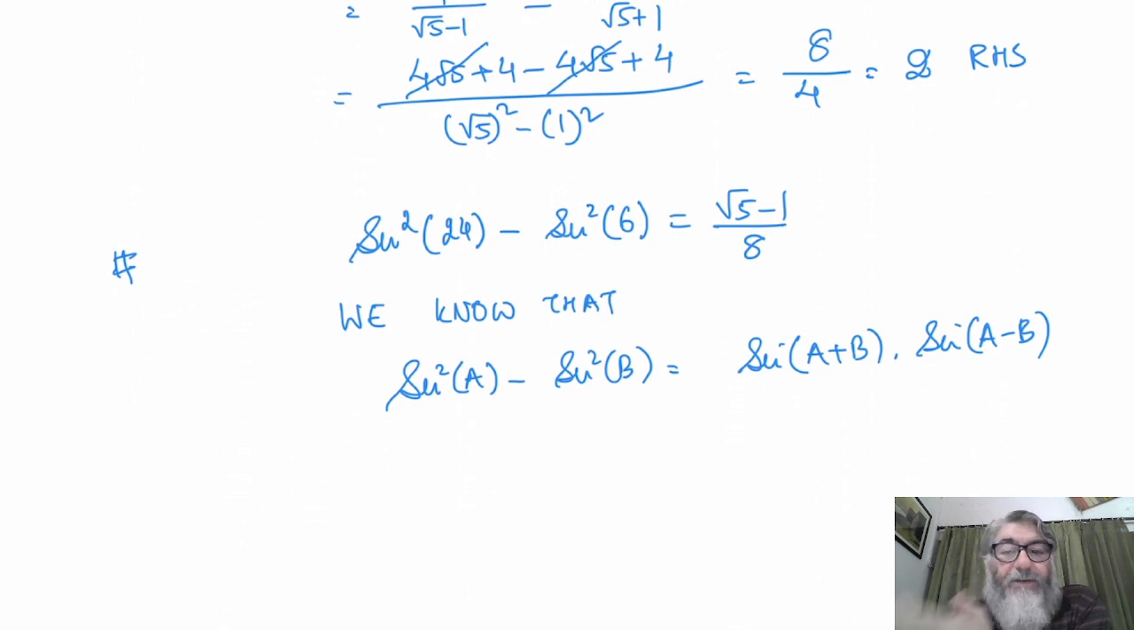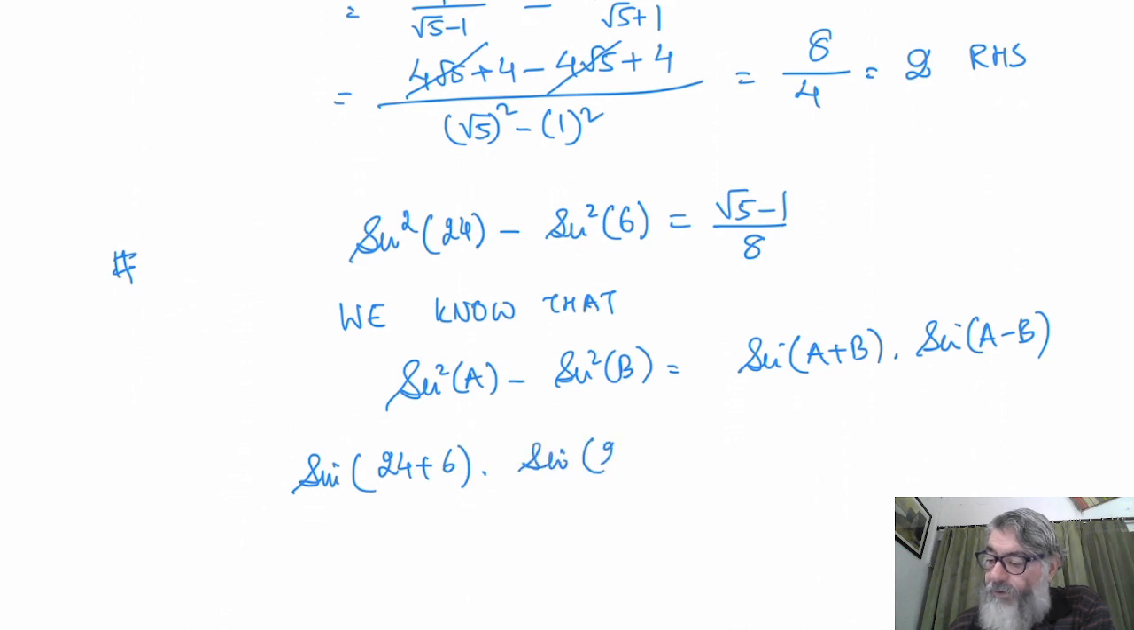But I have sine square A minus sine square B, so I will apply sine (A plus B) into sine (A minus B), which will be equal to sine (24 plus 6) sine (24 minus 6). That will be sine 30 degree and sine 18 degree.